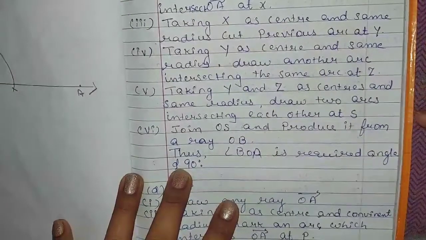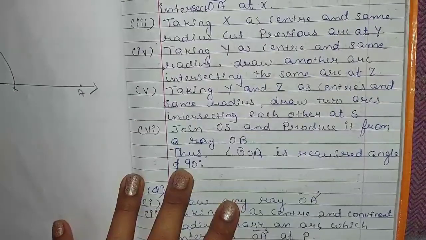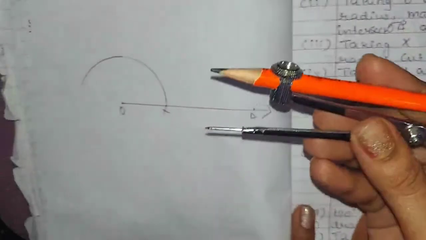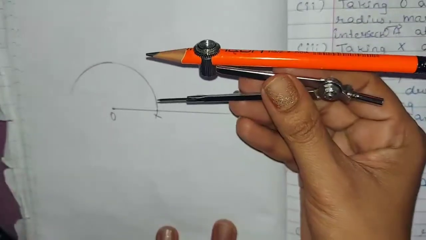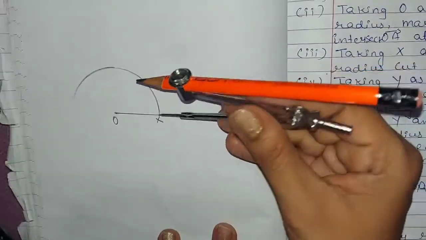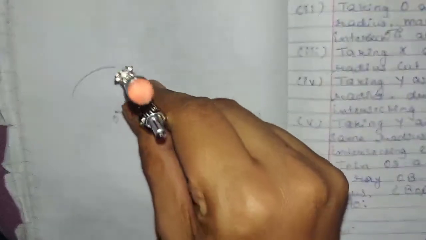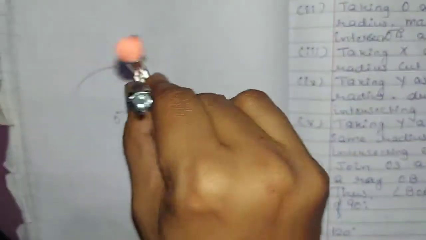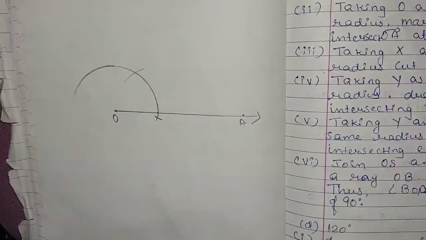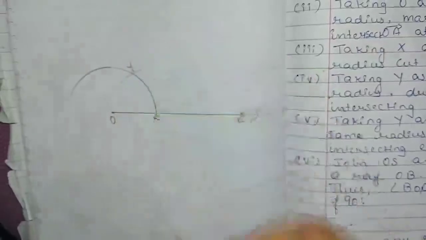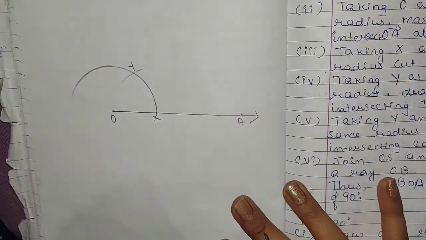Taking X as center and same radius cut previous arc at Y. So students, this is the same compass. So this is the same opening of the compass. We have to take X as a center and we have to mark one more arc and let us label this arc as Y. Now let us see next step.